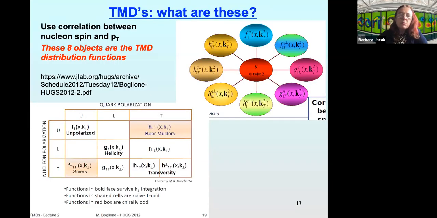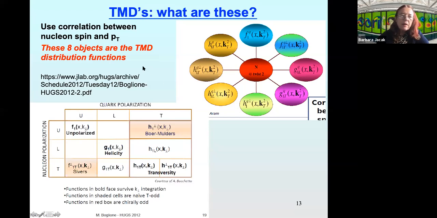So let's talk a little bit about the TMDs. As I said, I'm a newbie to this. And so my first question was, oh man, TMDs, what are these things? Well, what they do is they measure the correlation between the nucleon spin and the PT of the partons. If you think about it, you can expect that there would be eight of these objects. And here are their names in this nice little picture here.